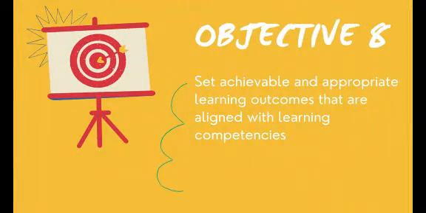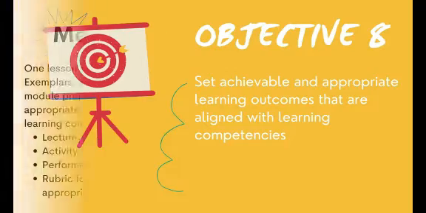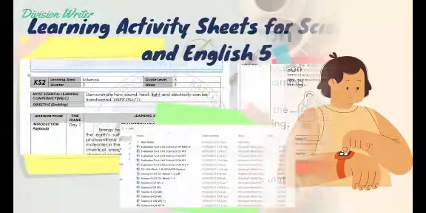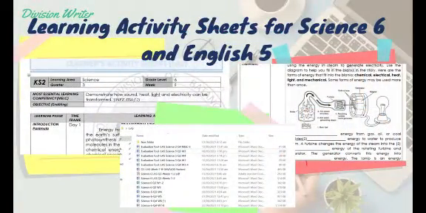Objective 8: Set achievable and appropriate learning outcomes that are aligned with learning competencies. Means of verification. The LAS for Science 6 and English 5 that I made has helped a lot of teachers facing the problem of scarcity of learning resources.